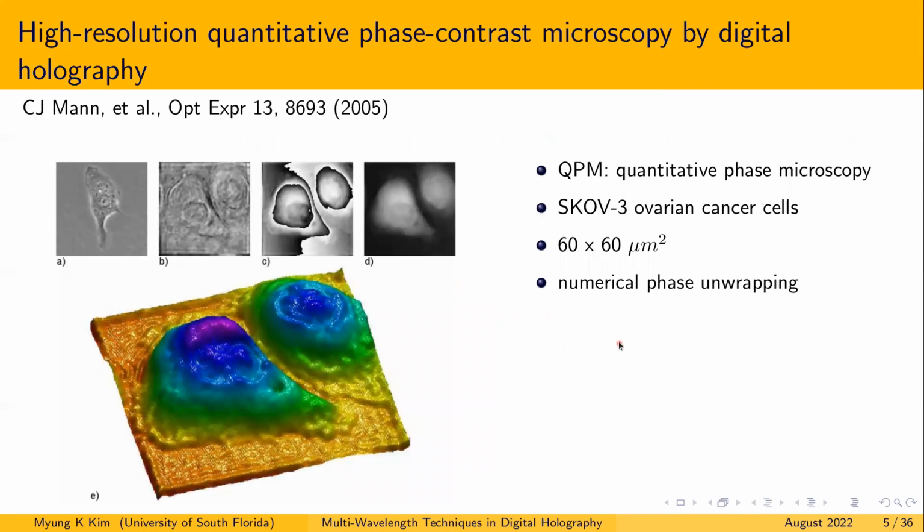On the other hand, when the optical thickness is more than a few wavelengths, as in this image of cancer cells, the phase profile contains 2π discontinuities. In this case, one of the available numerical unwrapping algorithms was used to remove such discontinuities.